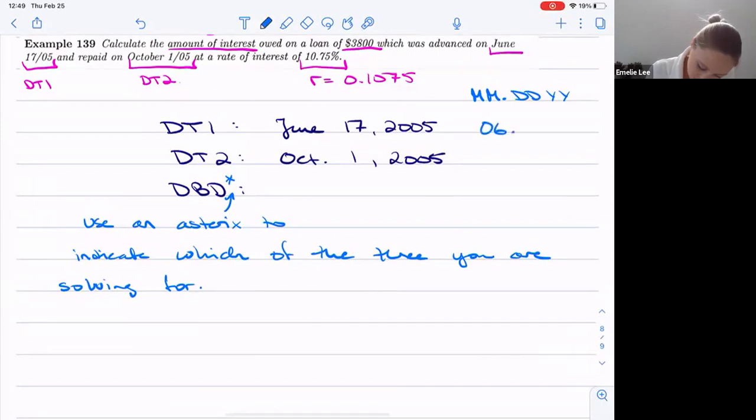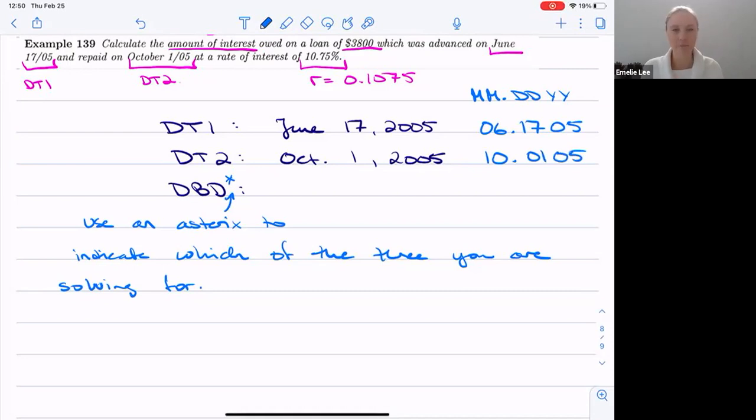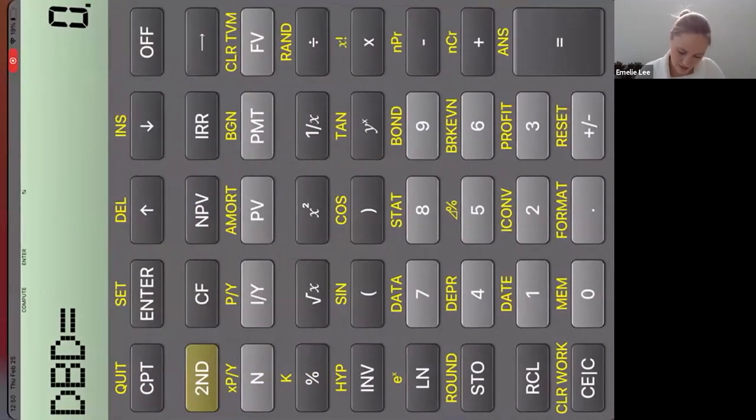So 06.1705, right? If you had to convert it to month, month, day, day, year, year. October, September, October, I always have to have a jumping off point. October is the 10th month, and the first day of the 05 year. Okay, so I know quickly, because we've got more examples of this for next day, but quickly, let's just do this in our calculator.